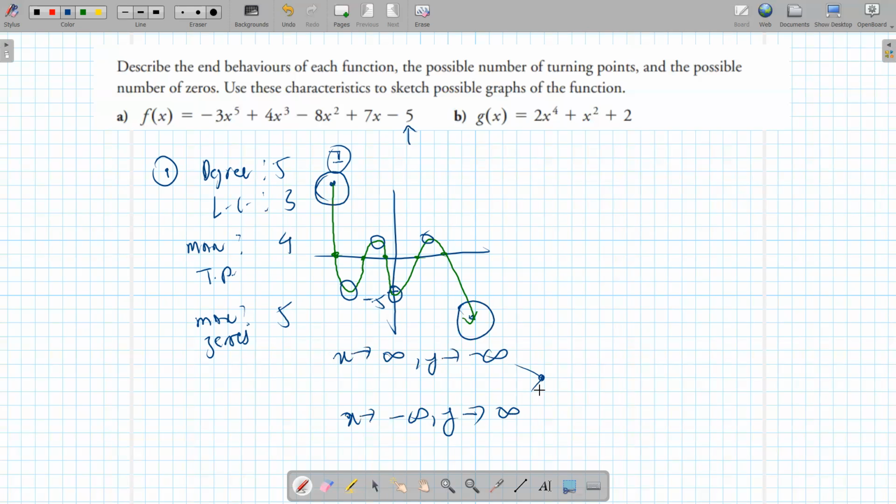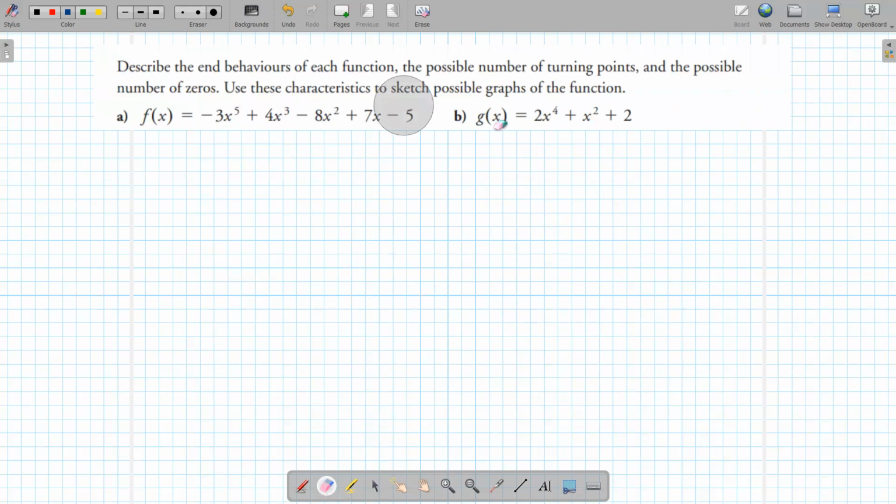Is this an odd function? Look at the graph. No, it is not, right? We don't have the same thing up here and down there. That is not an odd function. Cool. But that's the distinction between odd and even.